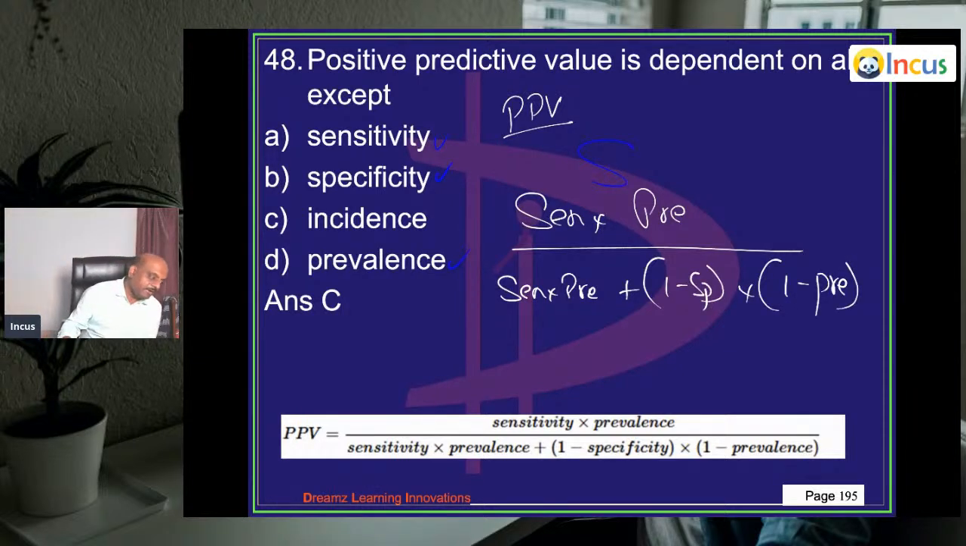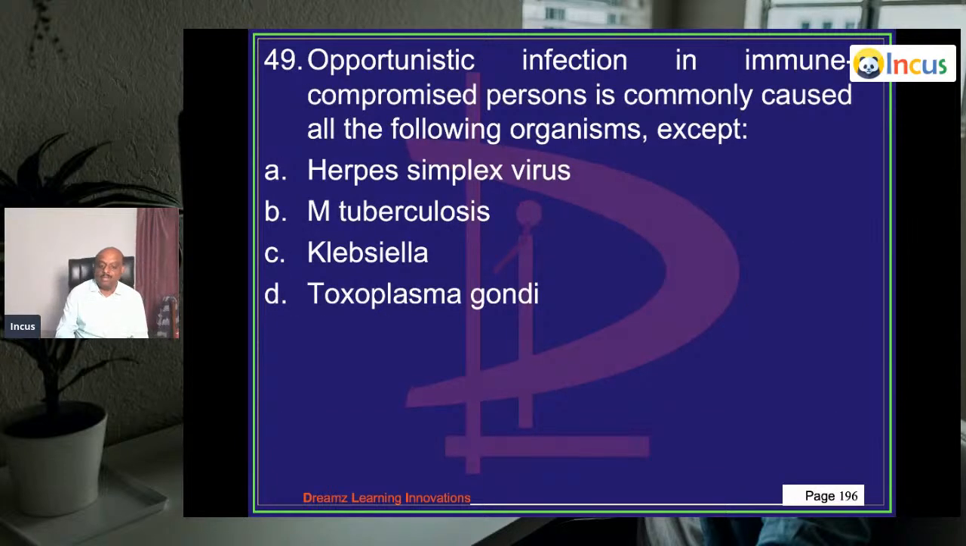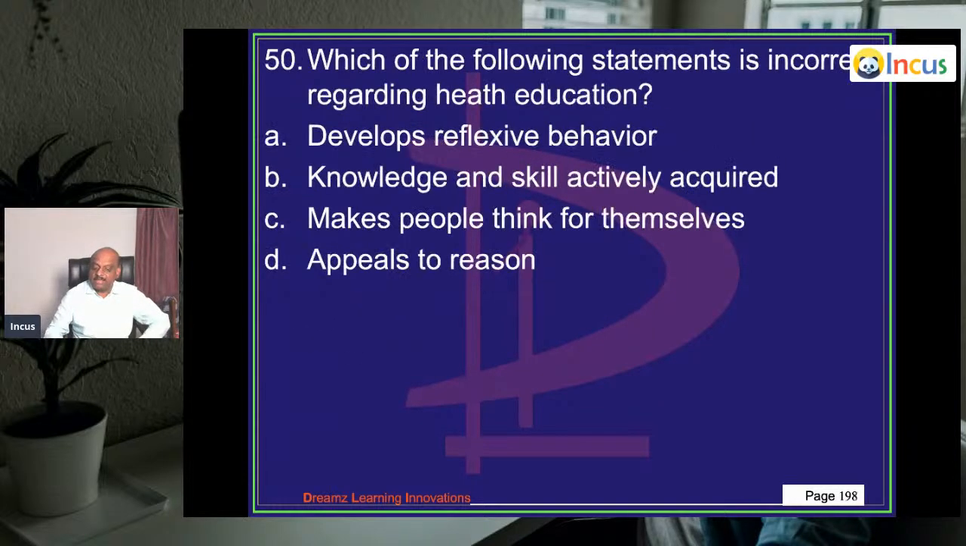Will you remember this for me? Yeah. Which opportunistic infections do you see in immunocompromised people? Toxoplasma, tuberculosis, and HSV.